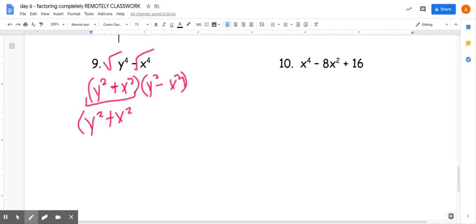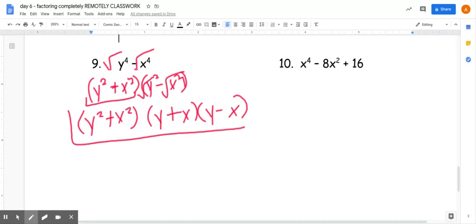And for the next one, that is a difference of two squares, so you can factor that one time further. So you are going to put down your two parentheses, your plus minus, square root y squared, you get y and y. Square root x squared, you get x and x. Now nothing else can be factored, so those are your three factors.